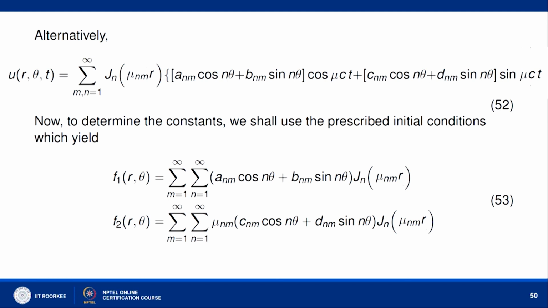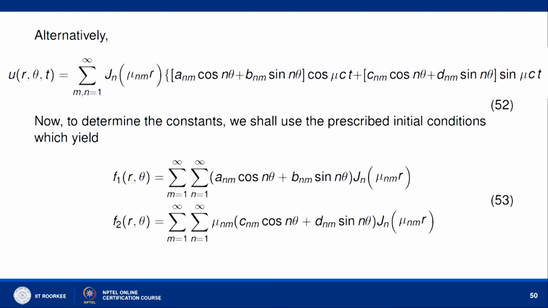Now to determine the constants we will use the prescribed initial conditions, that is f1(r, theta), which is basically u(r, theta, 0). So at t equal to 0 we have two given initial conditions, so let us utilize this. So f1(r, theta) equal to the sum over m equal to 1 to infinity, n equal to 1 to infinity of [a_nm cos n theta plus b_nm sin n theta] into J_n(mu_nm r). And the next condition is f2(r, theta) equal to the sum over m equal to 1 to infinity, n equal to 1 to infinity of mu_nm [c_nm cos n theta plus d_nm sin n theta] into J_n(mu_nm r).